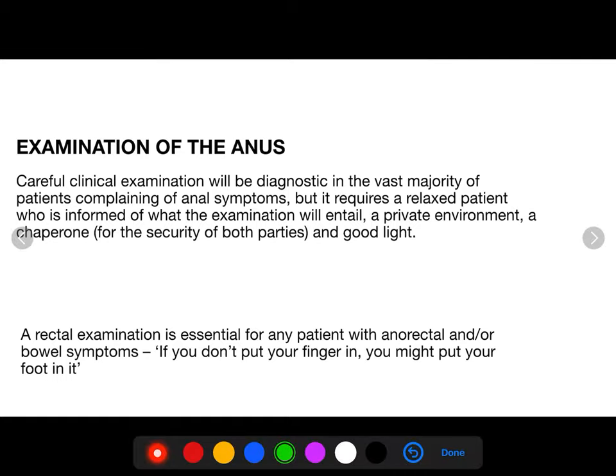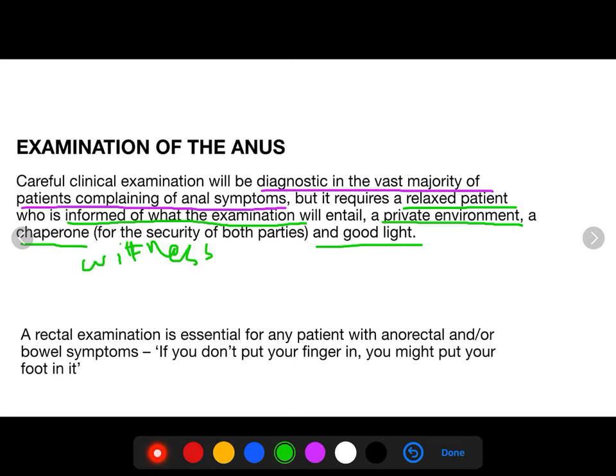Examination of the anus, careful clinical examination will be diagnostic in the vast majority of patients complaining of anal symptoms, but it requires a relaxed patient who is informed of what the examination is, لازم نقول له شنو الاكزامينيشن اللي نسوي هي احنا. A private environment, نحتاج أيضا private environment, يعني في مكان خاص مو مفتوح. A chaperone, لازم عندنا witness بالexamination and good light. So, examination of the anus, it is diagnostic in many cases.